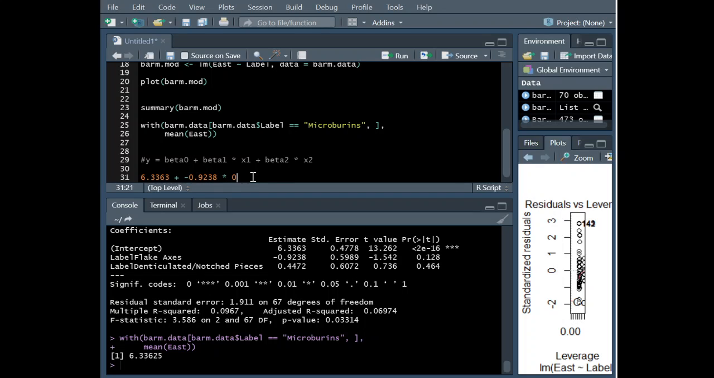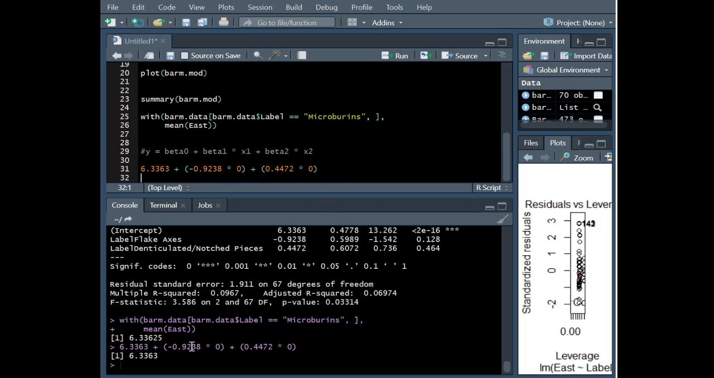So if you multiply that times 0, it cancels it out, right? And then we're also adding the coefficient for the dn pieces, but also multiplying that times 0 because we're not concerned with that. So this is the model equation that we're using to calculate the mean estimated Easting value for our first category, microburins. Right? And so if we run that, again, it's the same, 6.336.